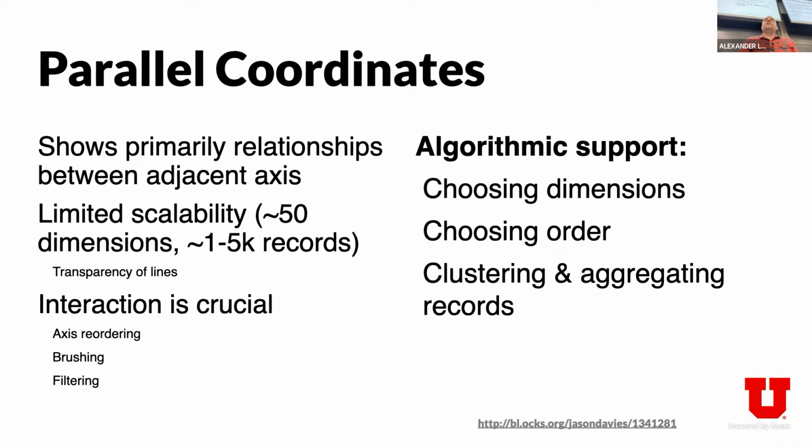And they're actually, I didn't show that, but they're actually very good as 1D filtering, right? So you can create a threshold, only the cars with 4 or more or with 6 or more cylinders, right? And filter out everything else. That is a very natural interaction. And as far as algorithmic support goes, you can choose the dimensions, you can choose the order of the axes so that you see some interesting patterns. And you can also use clustering and aggregation.